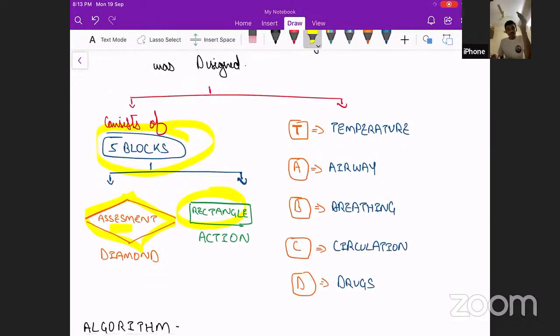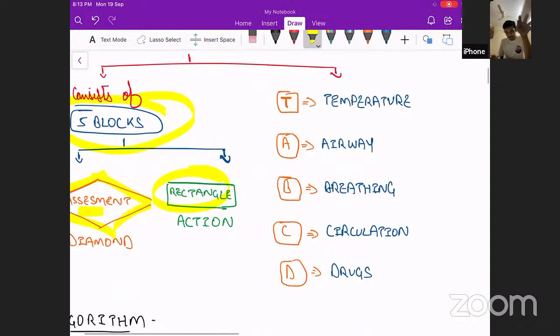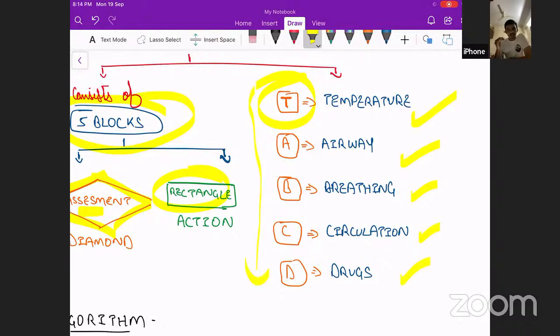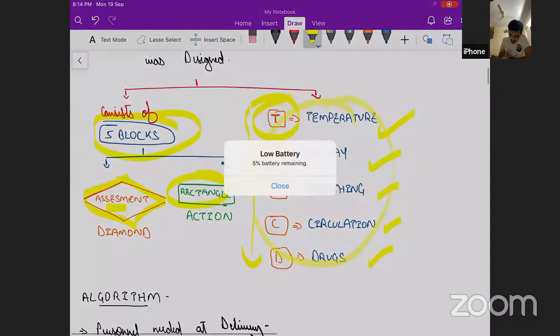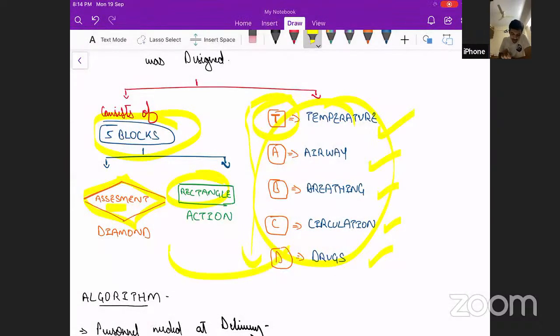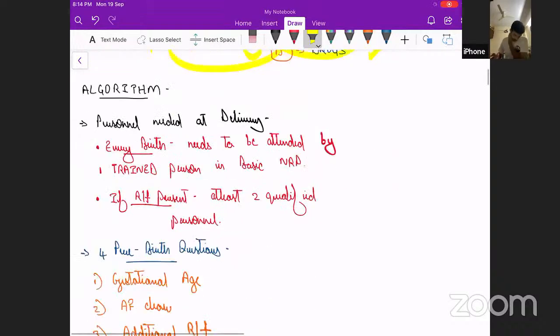As in adults, where the circulation, airway, breathing sequence is followed, or as in children, where airway, breathing, circulation is followed, the protocol followed in this resuscitation is different. The first is temperature maintenance. It is T followed by airway, breathing, circulation and drugs. So it is TABCD: temperature, airway, breathing, circulation and drugs. Based on this principle, they have come up with the flow diagram.